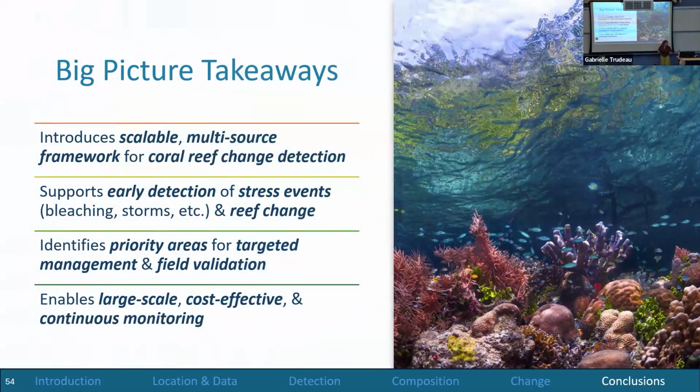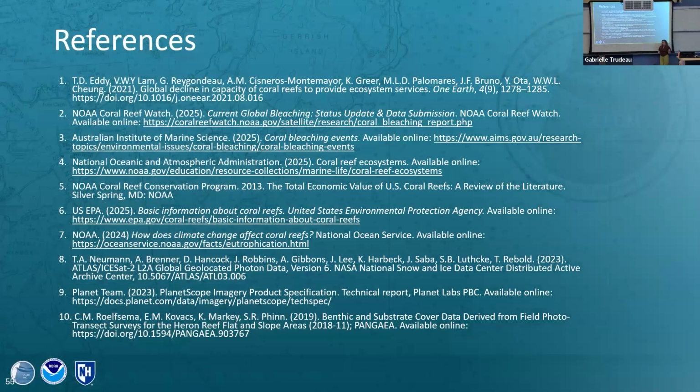And what do I want you to take away? Why is this useful? We've introduced a scalable multi-source framework for coral reef change detection. Ultimately, this work really aims to support early decision-making. So if we were to have a cyclone, for example, we could take information before the event and after the event, and get almost real-time change of what happened due to this event. We also are able to prioritize areas that need targeted management or more field validation. And ultimately, we've enabled large-scale, cost-effective, and continuous monitoring. So here are some references.